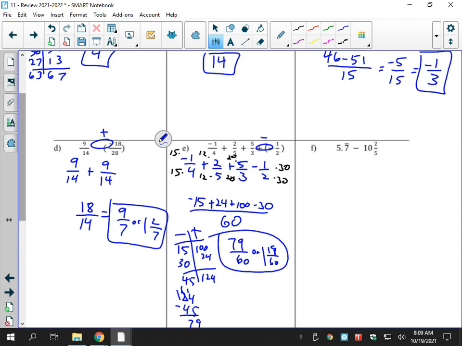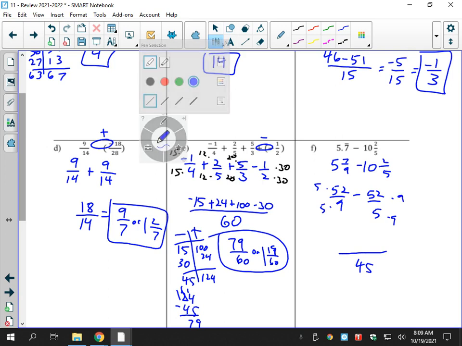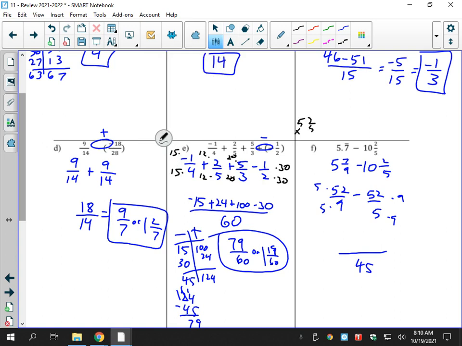On F, 5.7 repeating, we have to make sure we see that as 5 and 7/9. Okay, now we can make those improper fractions. 45 plus 7 would be 52/9 minus 52/5. That's fun. Still need a common denominator, which would be 45. So times 5 and 5, times 9 and 9. And if I need to go off to the side and do 52 times 5, paper and pencil, I can do that.